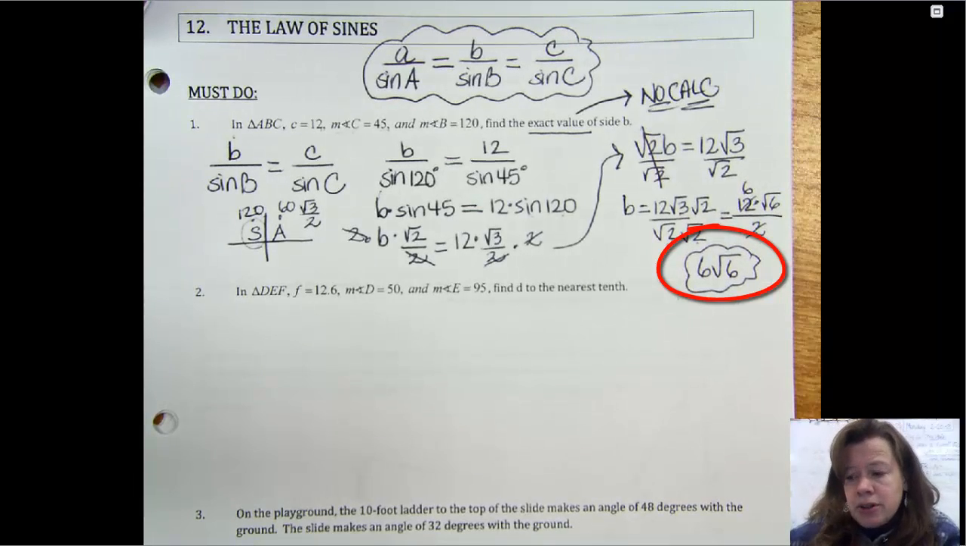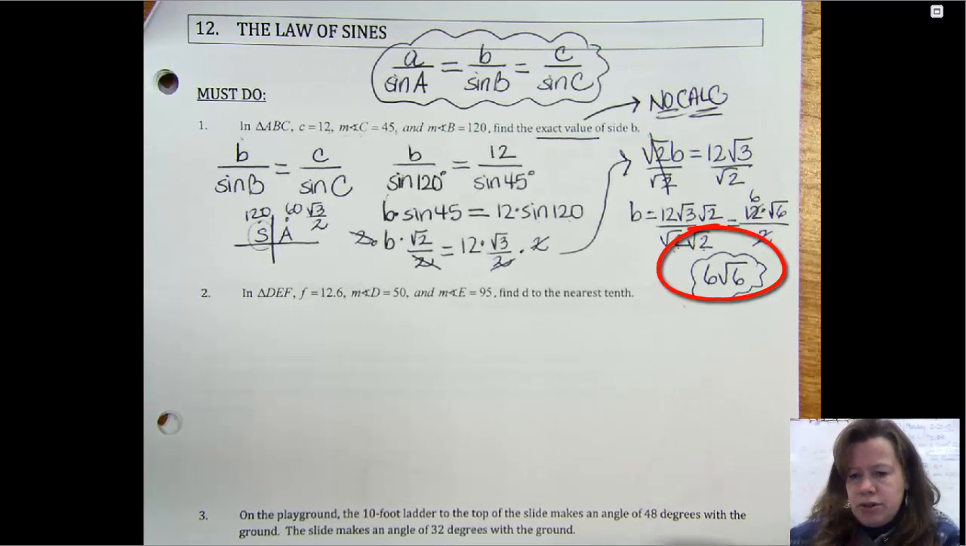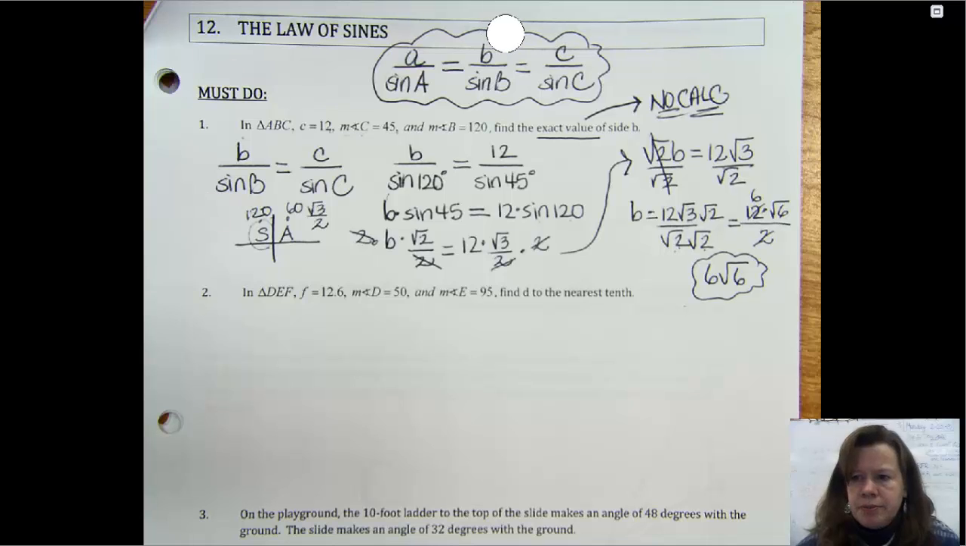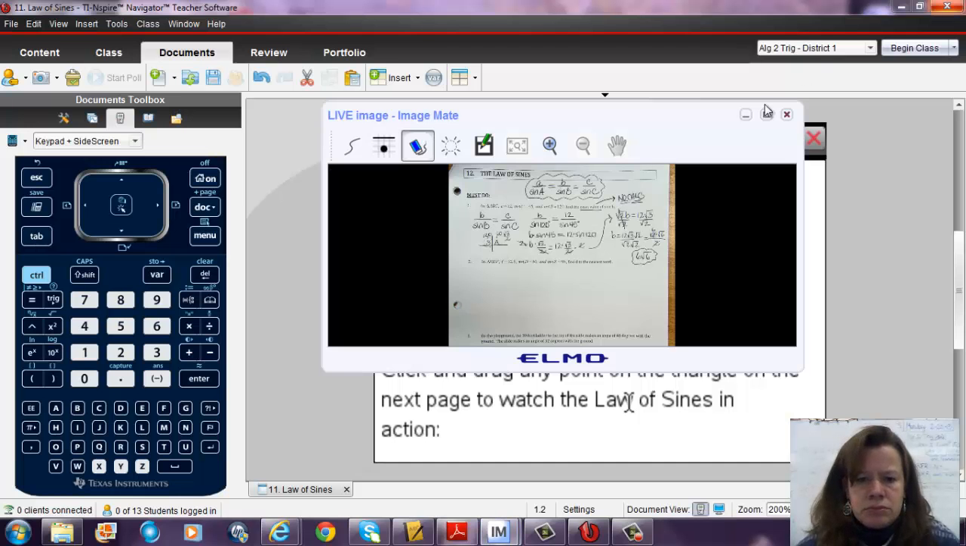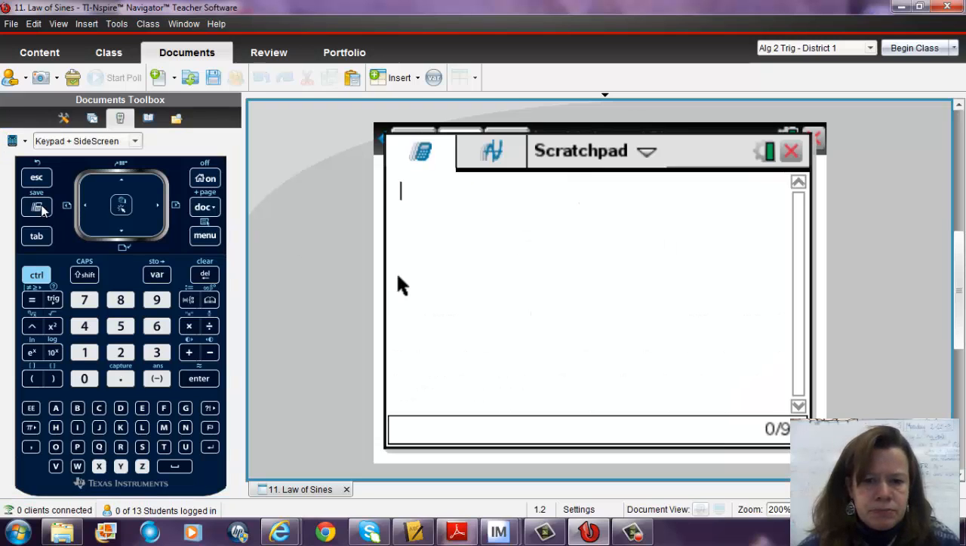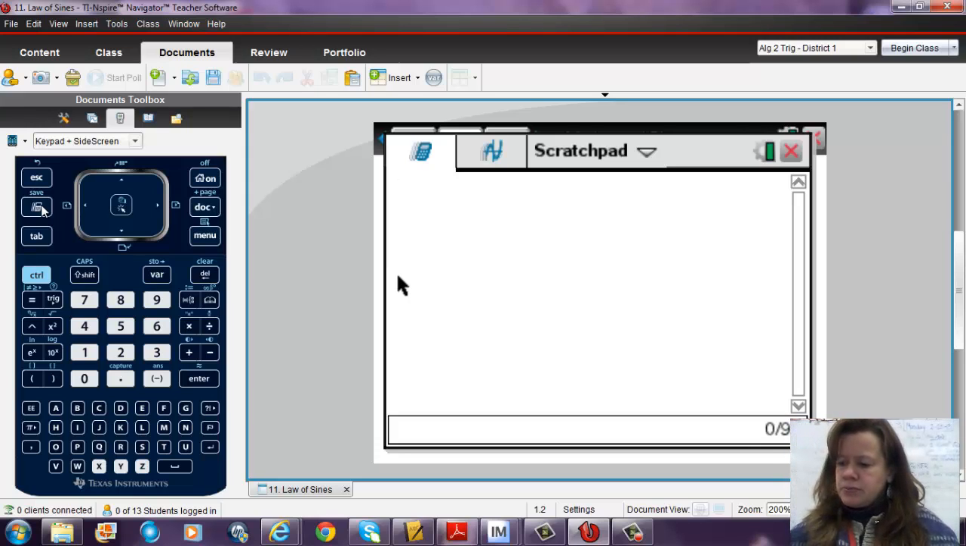And that's it. Just learning how to plug in to a new formula and get answers out. Now, let's review how to use your calculator in case this was a calculator problem. So go to your Inspire, grab a scratch pad, and I'm going to enter 12 times the sine of 120 divided by the sine of 45.